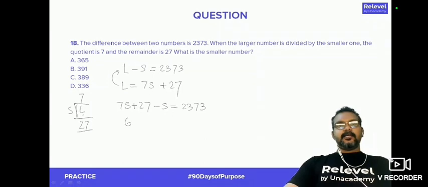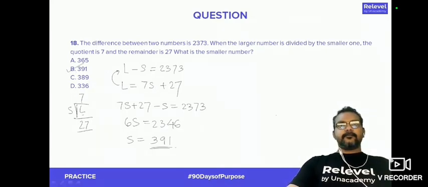So we get 6s equal to, we subtract, 2346. So s comes out to be 91. That is option B. I hope this is clear.